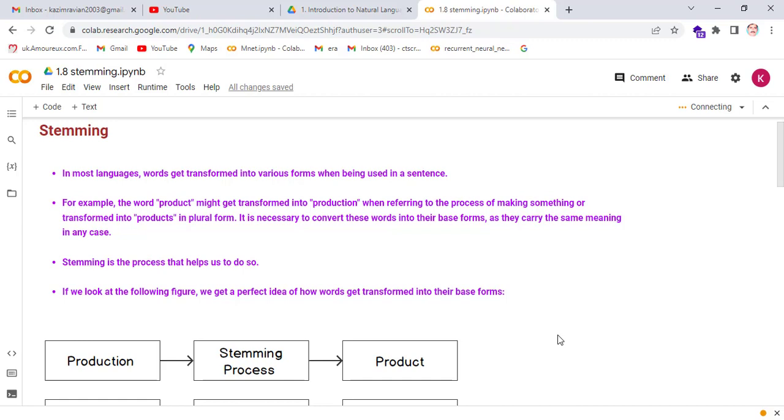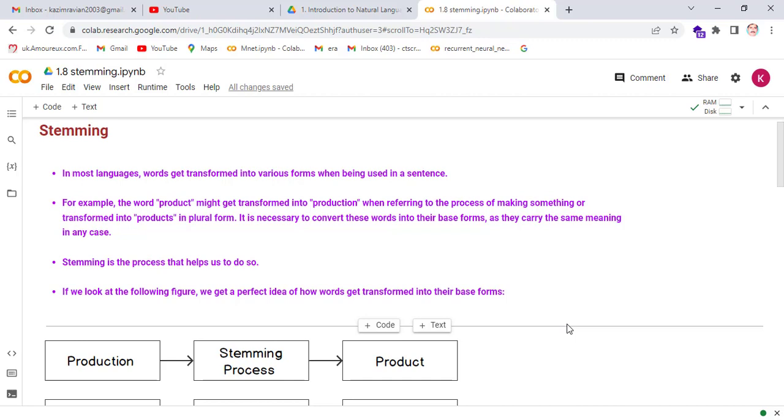Today's topic is stemming. In most languages, words get transformed into various forms when being used in a sentence. For example, the word product might get transformed into production when referring to the process of making something, or transformed into products in plural form. It is necessary to convert those words into their base forms as they carry the same meaning in any case. Stemming is the process that helps us to do so.